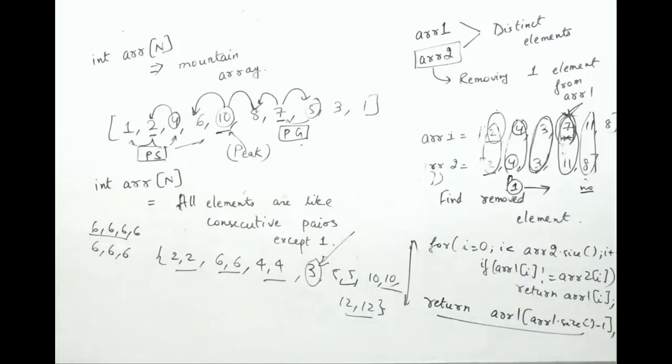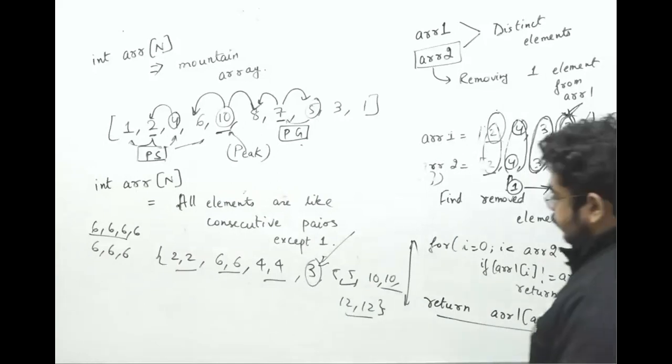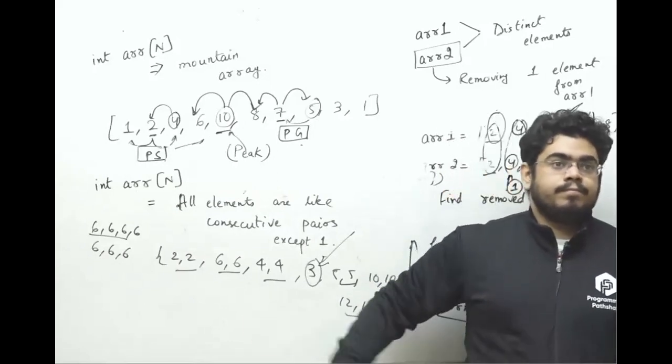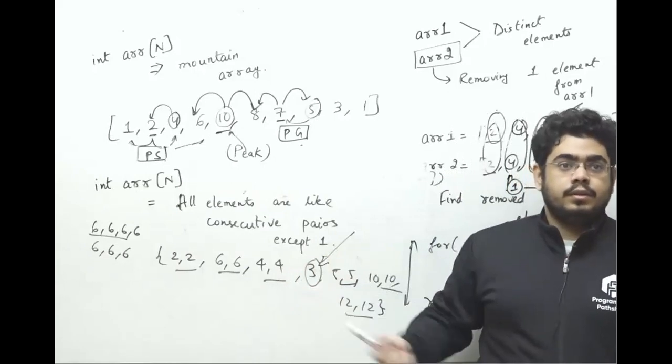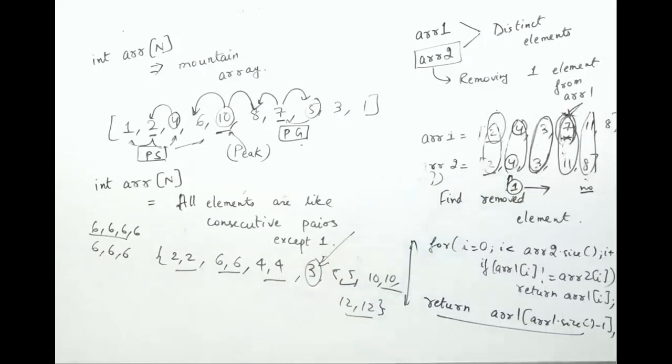Is the question clear to everyone? Yes or no? Elements are in consecutive pairs except one. You need to find that single. Okay. Take a copy and pen. Try to see if you can find some separating condition here.